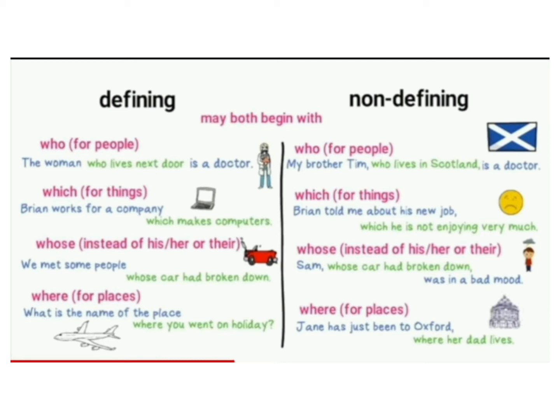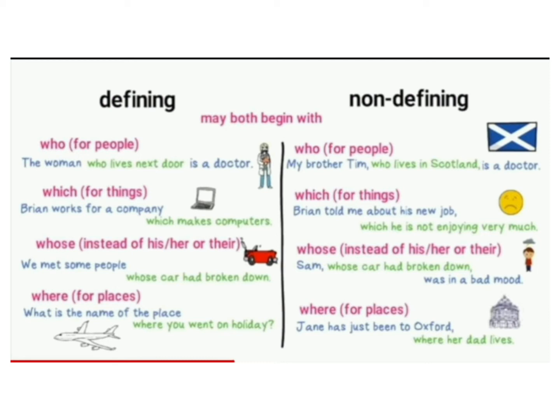And in non-defining relative clause, who for people, my brother Tim, who lives in Scotland is a doctor. Who lives in Scotland shows that it is a relative clause.